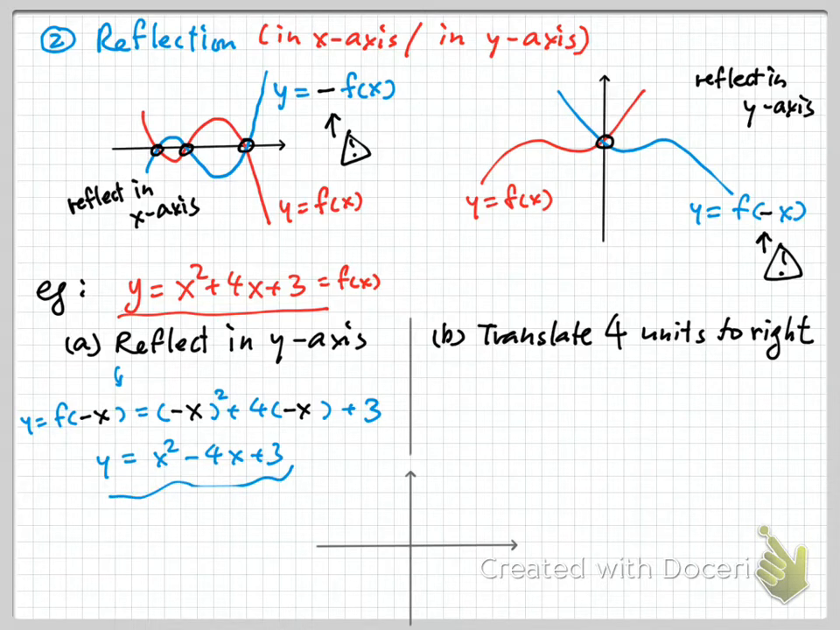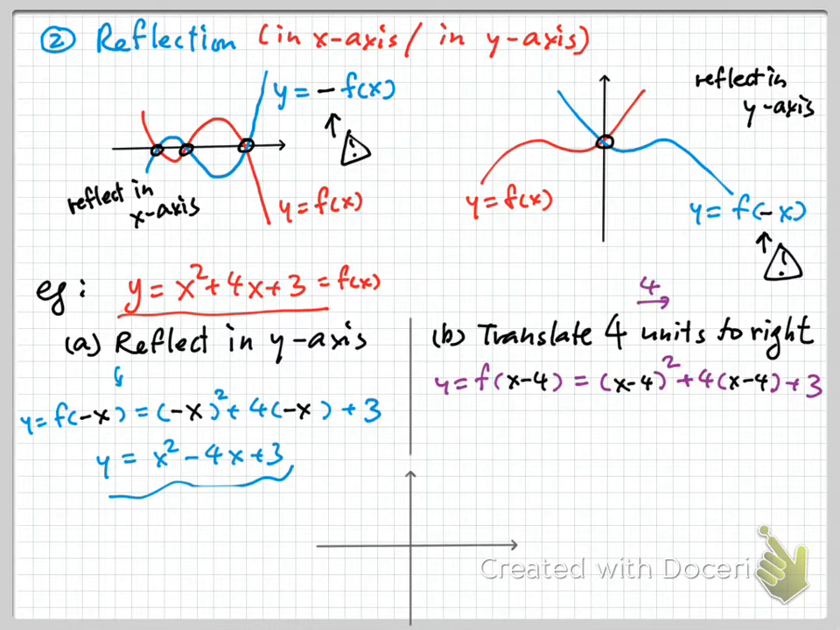Alright? Now, let's do something similar. Let's translate this 4 units to the right. Now, if you translate the graph 4 units to the right, what does that mean? That means y will be f of x minus 4. Alright, 4 units to the right, if you recall translation. So f of x minus 4 means you replace all the x's with x minus 4. If you translate 4 units to the right-hand side, that's x minus 4 squared plus 4 times x minus 4.